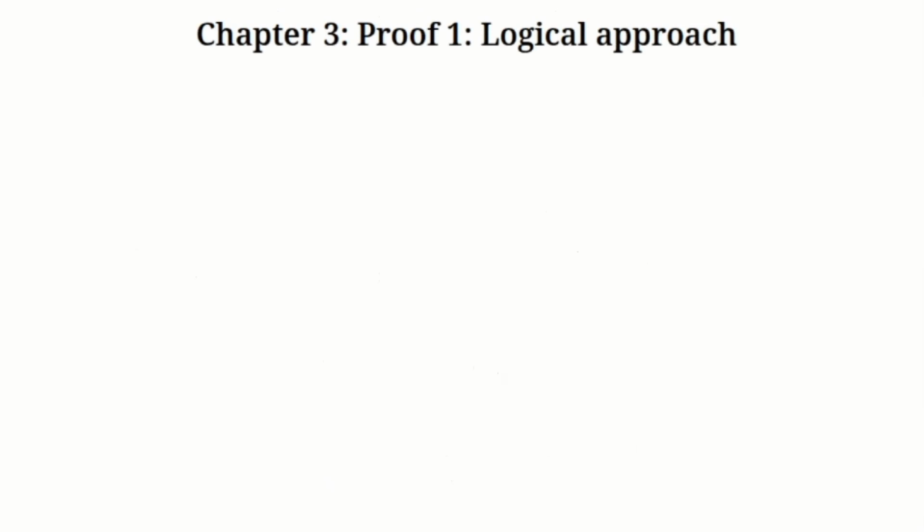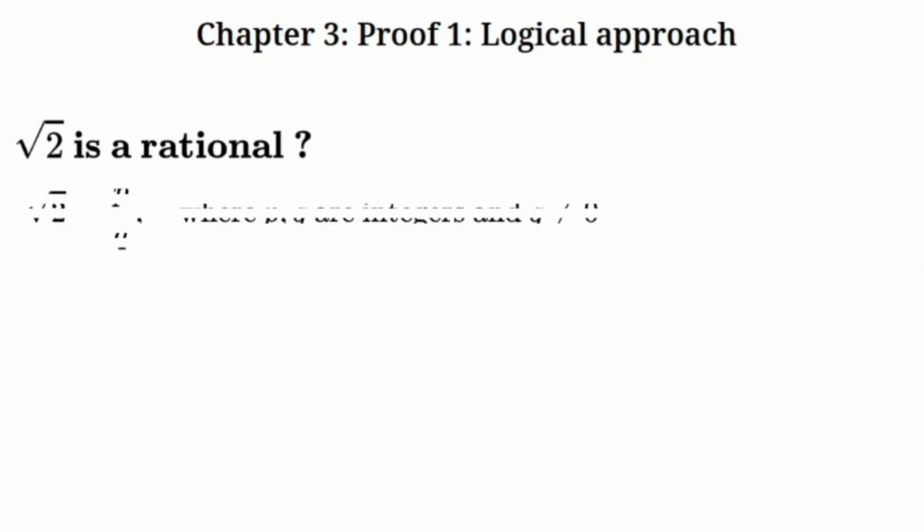Chapter 3. Proof 1. Logical approach. Before we get to the mind-blowing second proof, let's start with a logical step-by-step approach to test whether the square root of 2 is rational. Some may call it traditional, but we are going deeper into why this approach truly works. Since the square root of 2 isn't an integer, the next question is, can it be written as a fraction of two integers? Let's assume it can be written in the form p divided by q, where p and q are integers, and q is not 0.